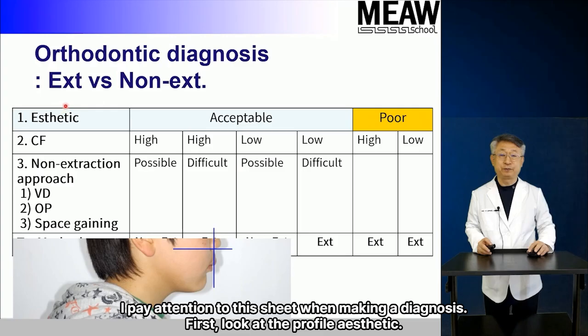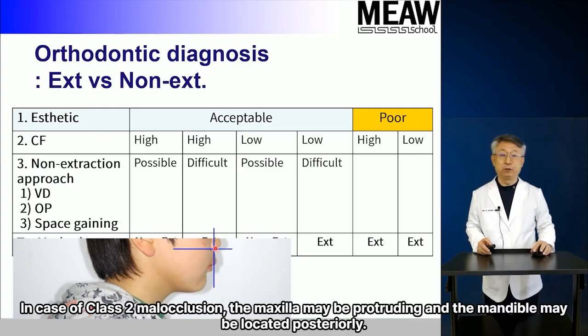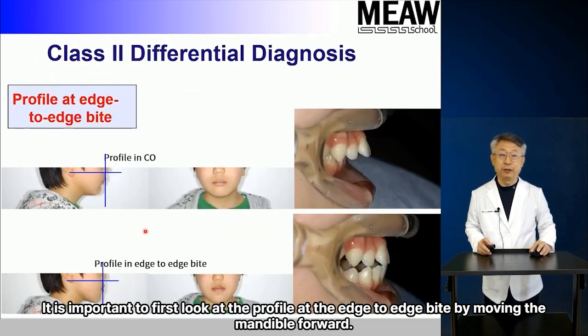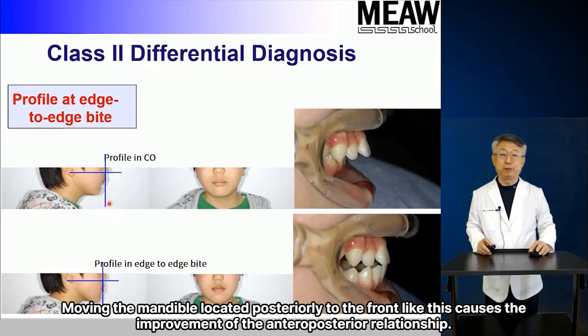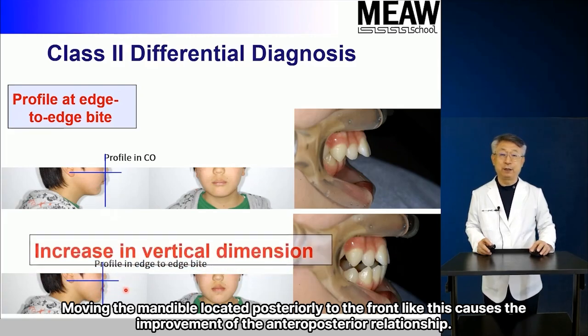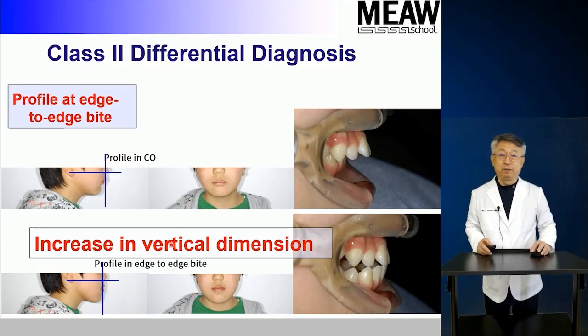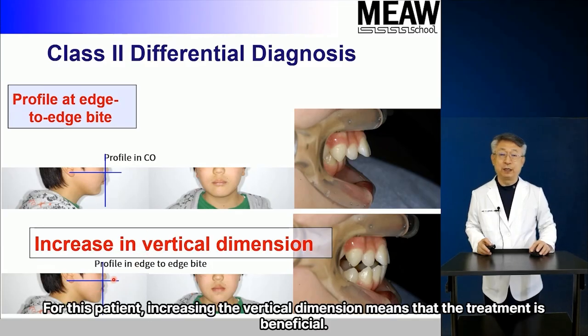First, look at the profile aesthetic. In case of Class 2 malocclusion, the maxilla may be protruding and the mandible may be located posteriorly. It is important to first look at the profile at the edge-to-edge bite by moving the mandible forward. Moving the mandible located posteriorly to the front like this causes the improvement of the antero-posterior relationship. What does a positive profile aesthetic in edge-to-edge bite mean? For this patient, increasing the vertical dimension means that the treatment is beneficial.